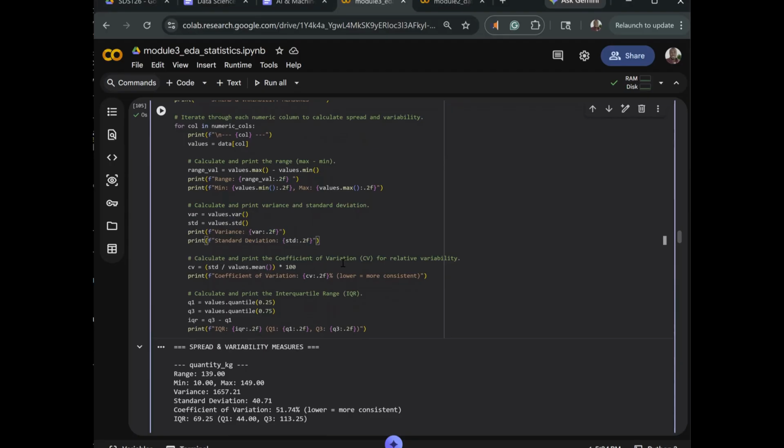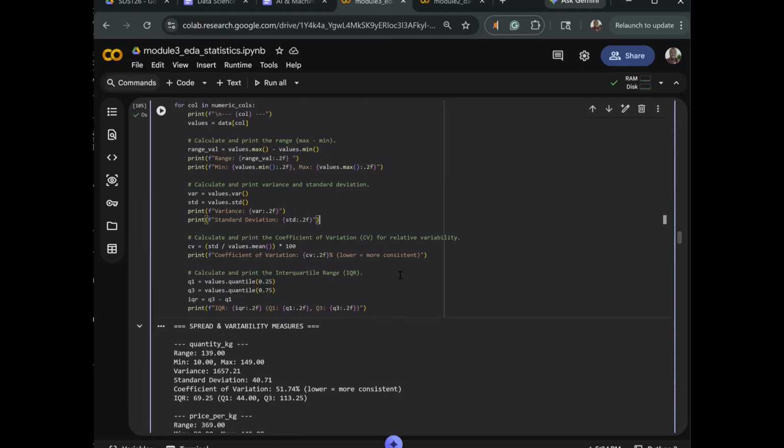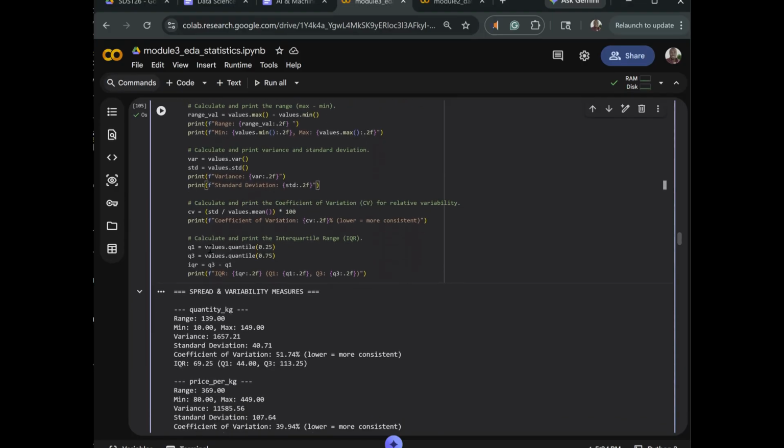Now we have the coefficient of variation. I did not really talk about this, but you might need it in the future if you really want to dive deep into statistical analysis. It's standard deviation divided by mean, multiplied by 100. So this gives you the coefficient of variation. We did the same F-string format here to format it in two decimal places and to give it some other textual values. So then the last one is the interquartile range.